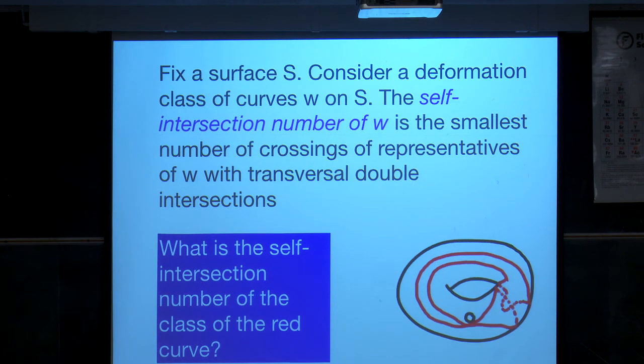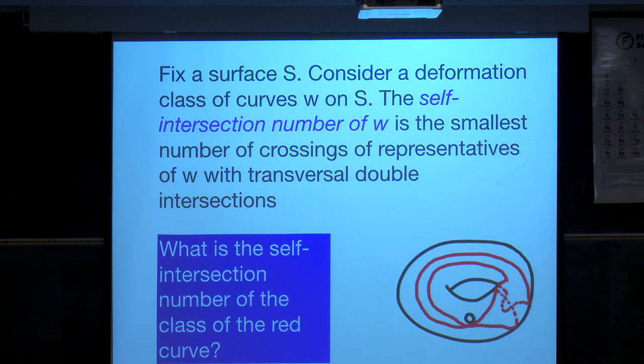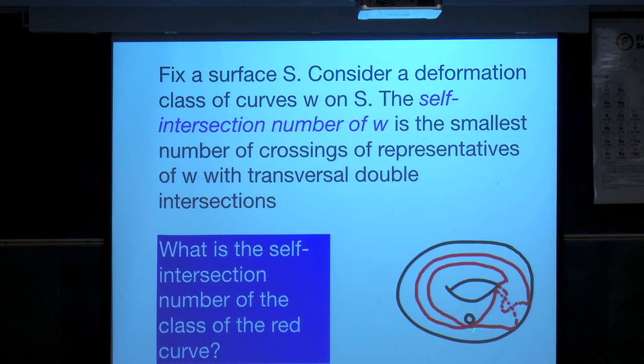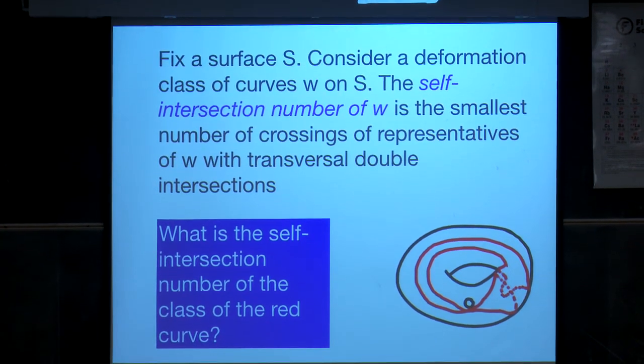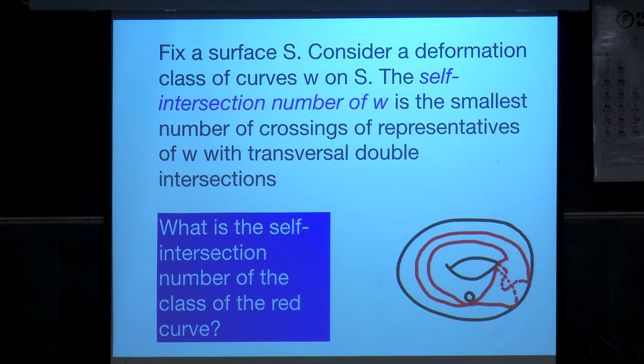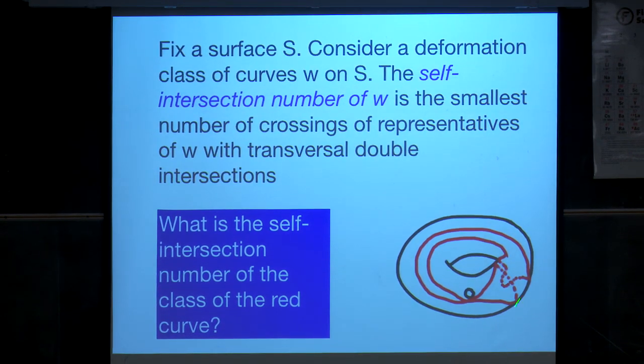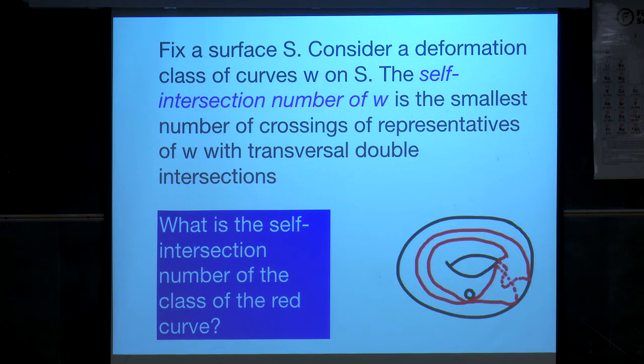0? I heard 0. 1? Yeah, this is like a hole here. So the red curve has self-intersection 1, because I can deform this little finger that goes here out. So I have one member of this class that intersects exactly once. And well, you have to take my word: you cannot remove that one crossing by deforming it. So the self-intersection number of the class of this red curve is 1.